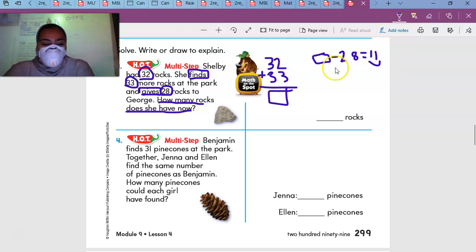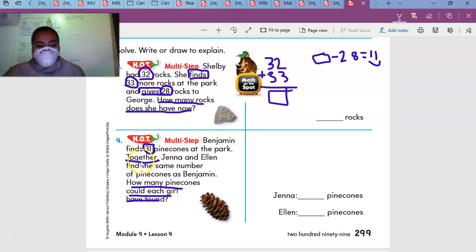And we're going to do number 4. Again, you're going to solve these on your own. I'm not giving you the answer. I'm just leading you to it. So number 4, Benjamin finds 31 pine cones at the park. Together, Jenna and Ellen find the same number of pine cones as Benjamin. How many pine cones could each girl have found?